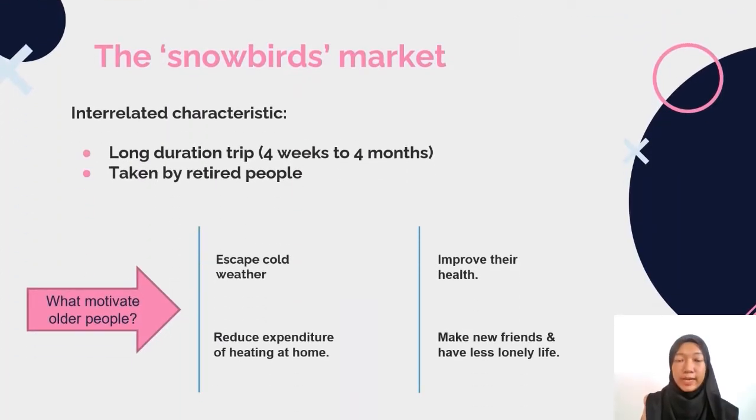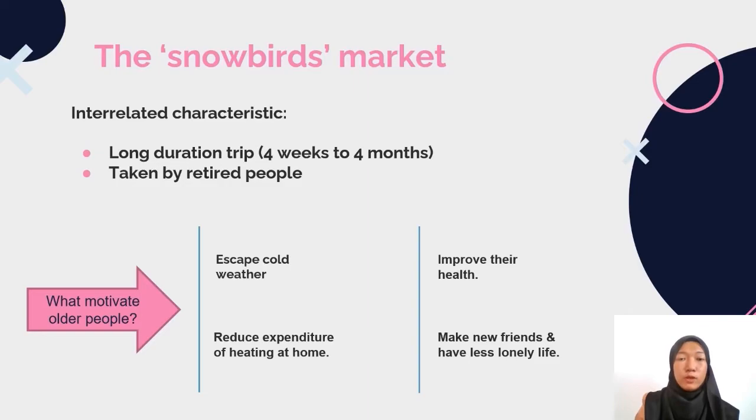The snowbird market, one of the major growth markets in the USA and Northern Europe, is also inspired by climate motivators. For example, Northern Europeans travel to Southern Europe in the summer to get a suntan. There are two interrelated characteristics. First is a long duration trip from 4 weeks to 4 months, and second is that it is taken by retired people who can take a long holiday.